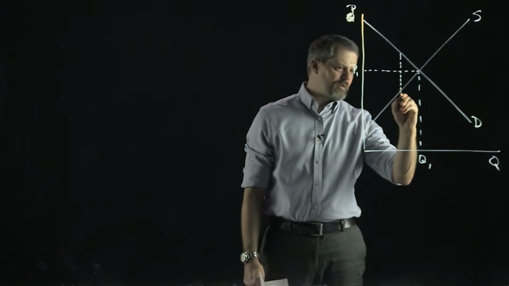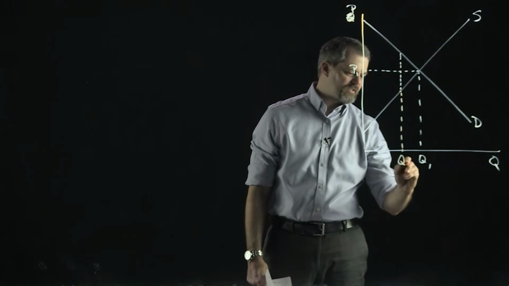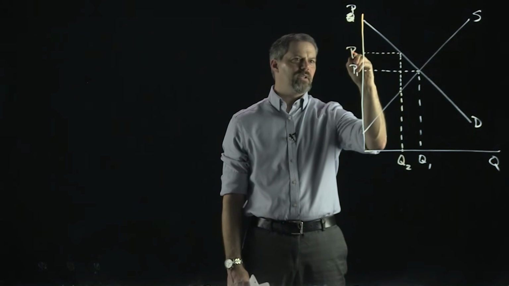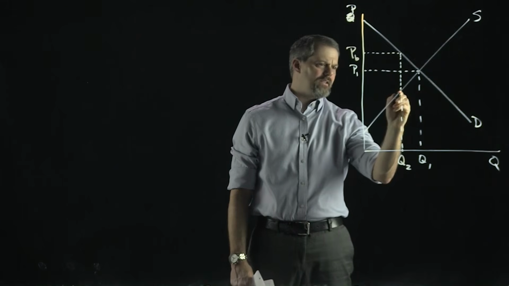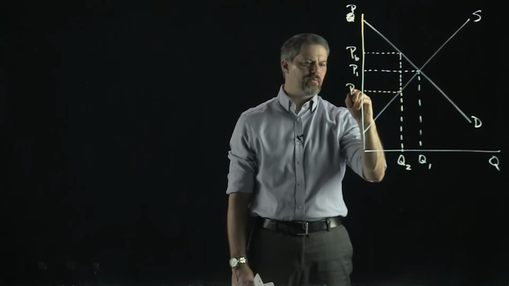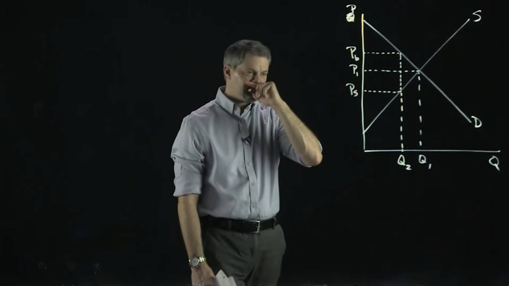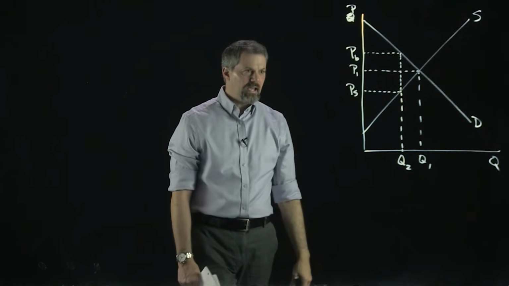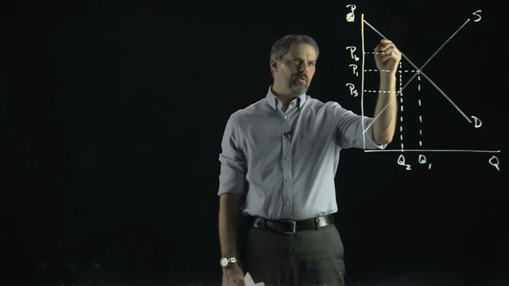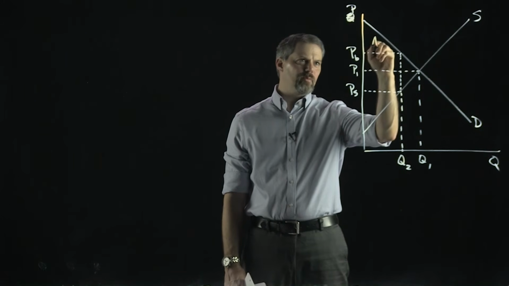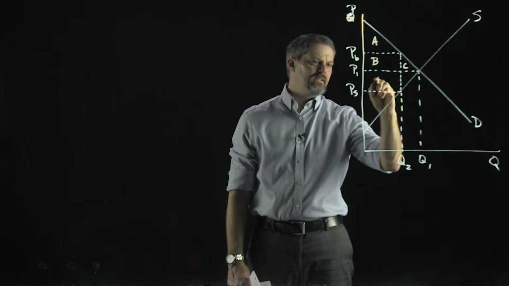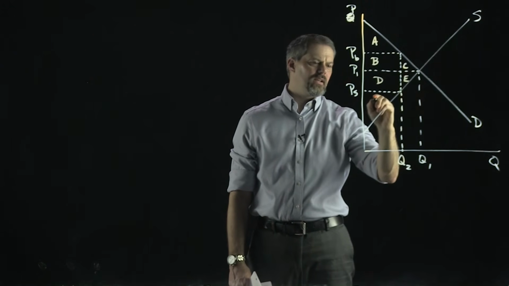So right here's going to be the quantity with the tax, let's call it Q2. Right up here is going to be the buyer's price, PB, and right down here is going to be the seller's price, PS. Now I want to label those areas on there, and then we'll be able to figure out what happens to consumer and producer surplus. So let's call that A, B, C, D, E, and F.